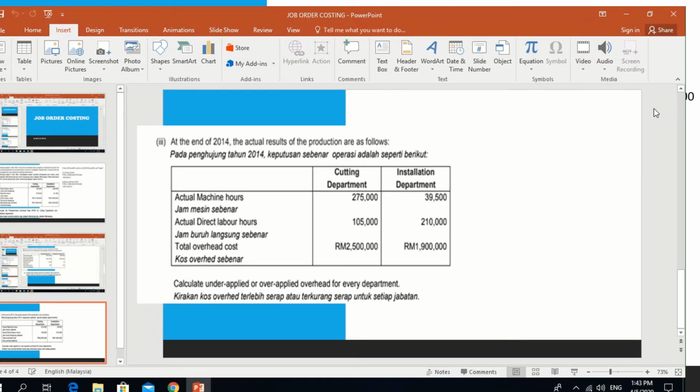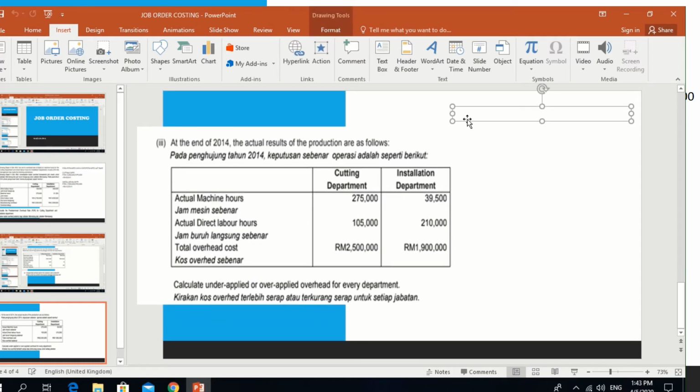Okay, at the end of 2014, the actual results of the production are as follows. Okay, so ini maklumat sebenar tahun 2014. Okay, so we are required to calculate under or over applied overhead for every department. Okay, sebelum kita nak dapatkan under or over applied, kita kena cari dahulu applied overhead bagi setiap department. Then kita kena compare dengan actual overhead. After that, barulah kita boleh tahu dia under or over applied.